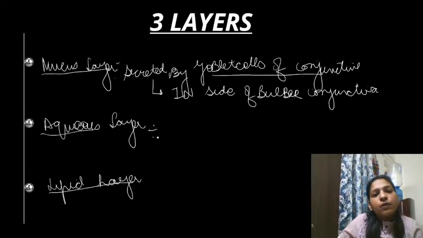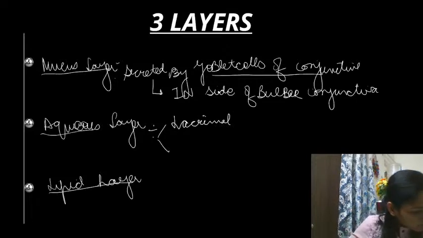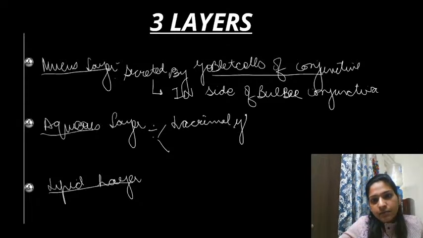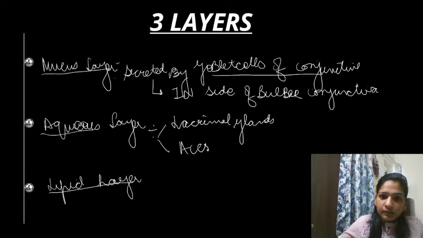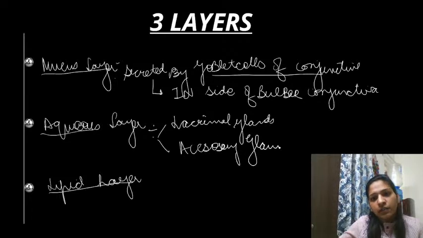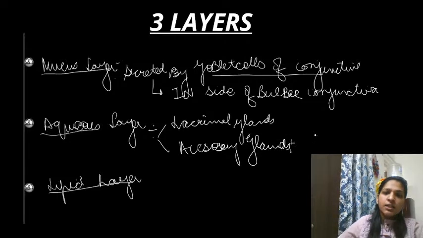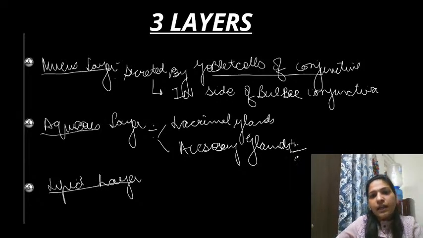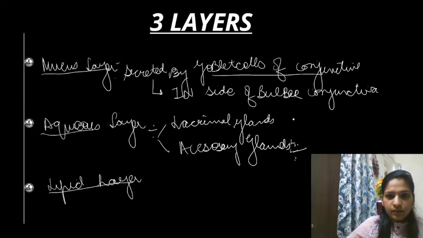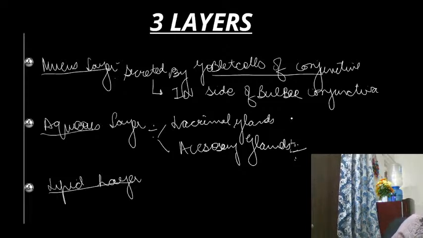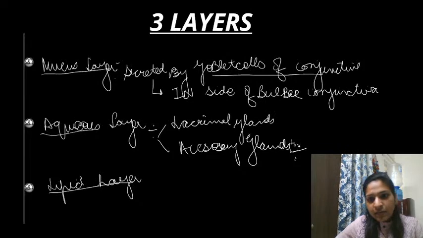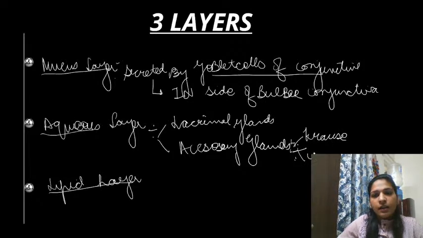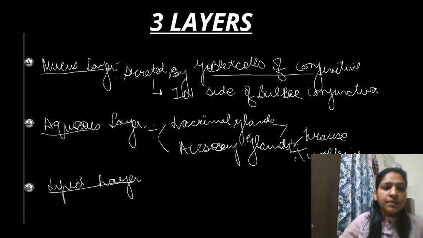Now the aqueous layer. It is secreted by two types of glands, lacrimal glands and accessory lacrimal glands. Okay, can anyone tell me the names of two accessory lacrimal glands that are present in our eye? So there are two accessory lacrimal glands, glands of Krause and glands of Wolfring. Okay, so they both help in the secretion of the aqueous layer.